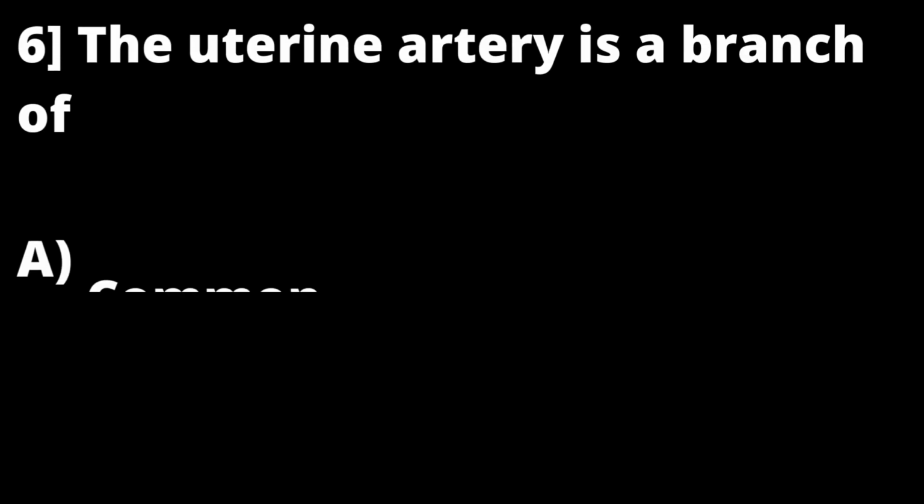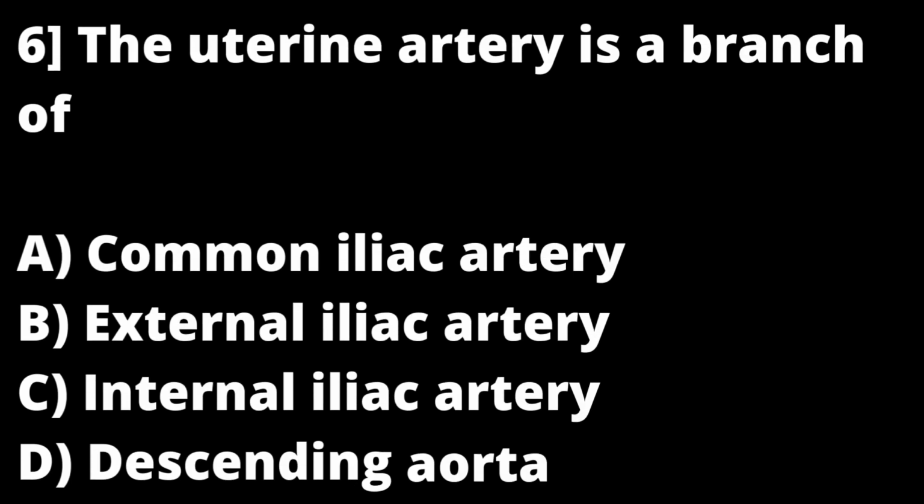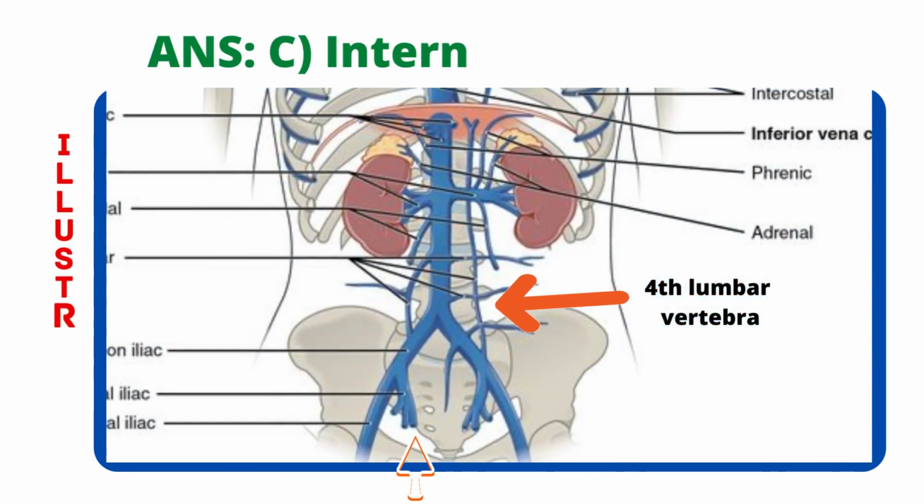Question 6. The uterine artery is a branch of dash. A. Common iliac artery, B. External iliac artery, C. Internal iliac artery, D. Descending aorta. The right answer is internal iliac artery.